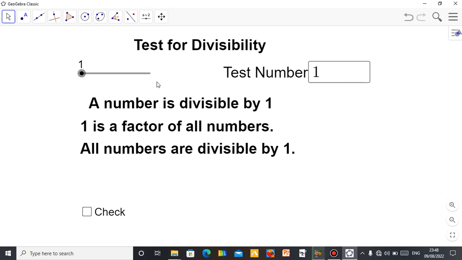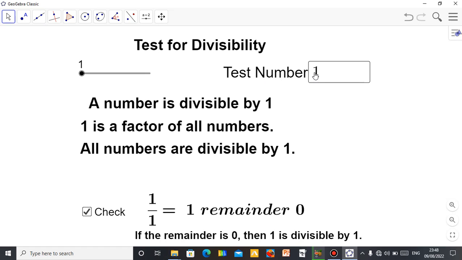So if you want to test, this is number 1. So 1 is a factor of all numbers, and all numbers are divisible by 1. So this one is simple and direct, it means any number divided by 1. Since the number I'm testing is 1, I want to check if 1 is divisible by 1. That means 1 divided by 1 is 1, and the remainder is 0. And take note, if the remainder is 0, then that number is divisible by the number there. So since the remainder is 0, that means 1 is divisible by 1.